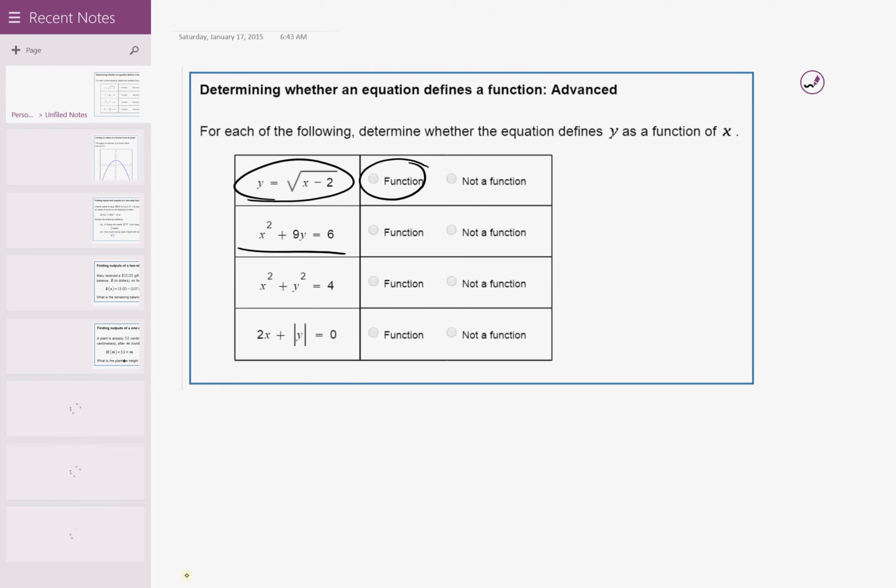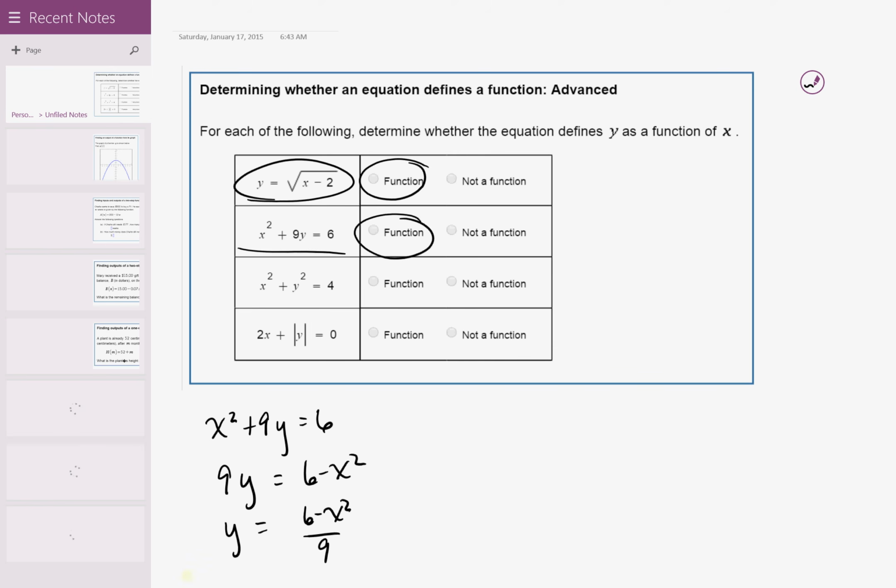But the next one, you can look at that and say, well, subtract x squared from both sides, divide by 9, you've solved for y. You don't have to actually do it. You just have to know that you can do it. So in order to actually do it, it'd be to subtract x squared from both sides, and then divide by 9. And so that is also a function.